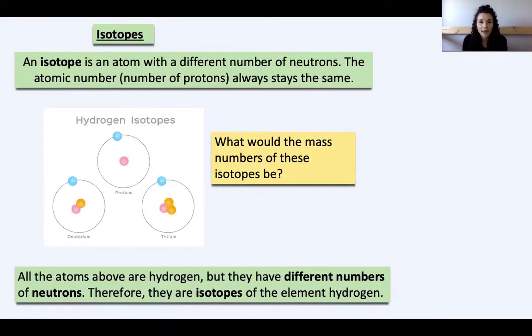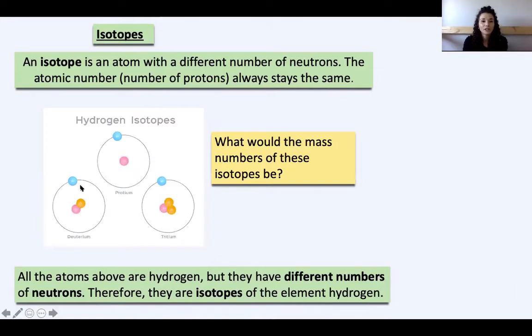Okay, moving on then, we're going to look at what is meant by the term isotope. So an isotope is an atom with the same atomic number, so the same number of protons, but a different mass number, because there's a different number of neutrons. They have the same number of protons, but a different number of neutrons.